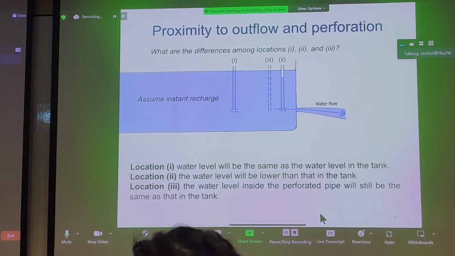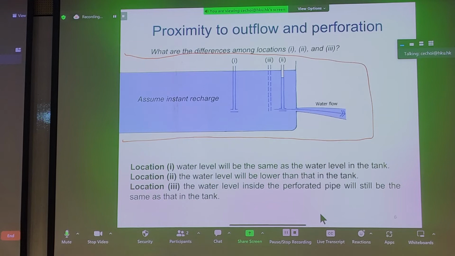So let's take a look at this problem in a bit more detail. So let's say we have a big aquifer here in the ground, in this blue. It's a giant bathtub. The question is, what are the differences among locations 1, 2, and 3 in this diagram? Well, let's look at this diagram at the top here.